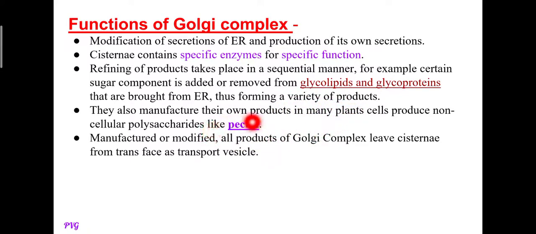त्याचे जे own products आहेत किंवा own secretions आहेत, in many plant cells it produces cellular polysaccharides like pectin. Pectin is one of the most important polysaccharides, like cellulose. Manufactured or modified, all products of the Golgi complex leave the cisternae from the trans phase as transport vesicles. That is important. अशा पद्धतीनं Golgi bodies with their functions आपण स्टडी केलेली आहे.